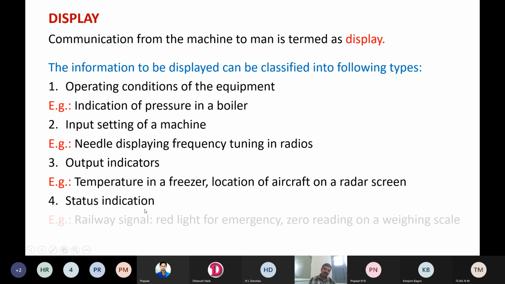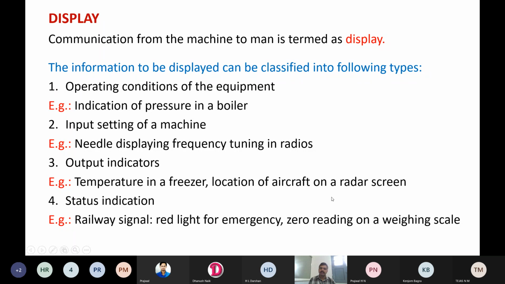Status indication. Railway signal, like a red light for emergency. Then if you are using a weighing scale, the zero reading on a weighing scale will indicate that nothing is there in the weighing scale.